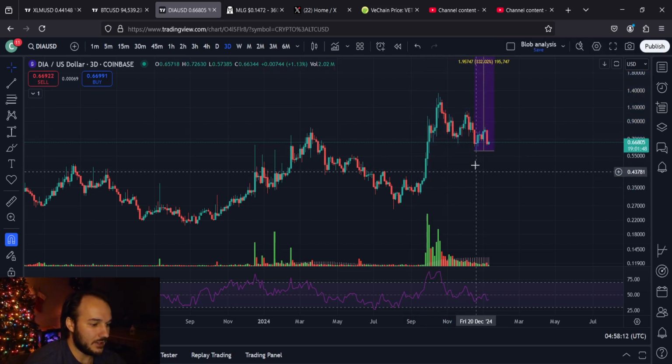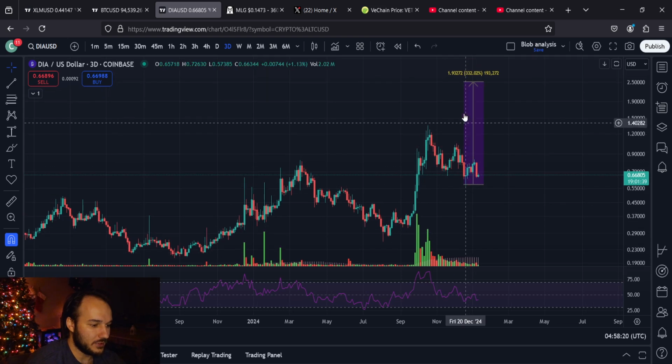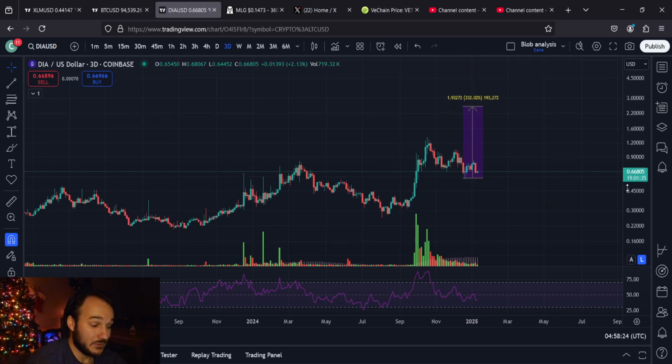From that low there, you would measure out, putting this basically right at the base of the flag itself. If I could just get it a little bit lower, man. I've got to put it a little lower than I assumed. The measured move would be as follows, something that would take you up to about $2.48. You're at 67 cents now, so $2.48 is the given target.